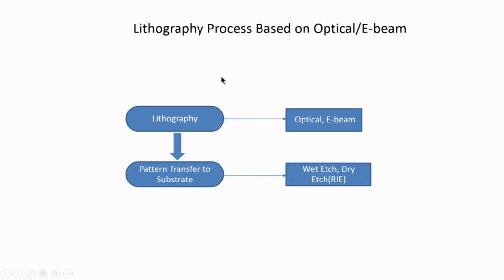So, let us quickly look at the operation of the lithographic process based on either optical or E-beam lithography. You have to transfer a pattern to the substrate and then use etching, dry or wet etching, to create these patterns. So, this is a simple process starting with the pattern transfer and then etching. These are the two important steps in the lithographic process and realization of the device.